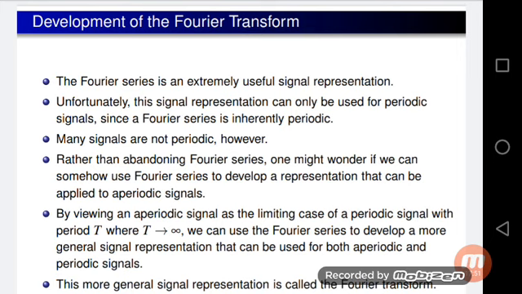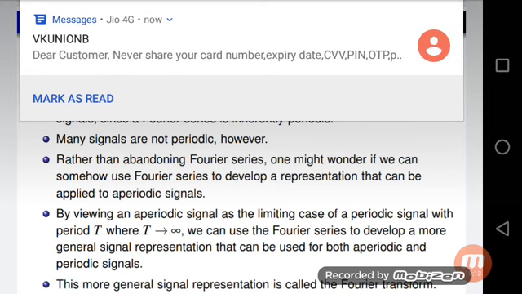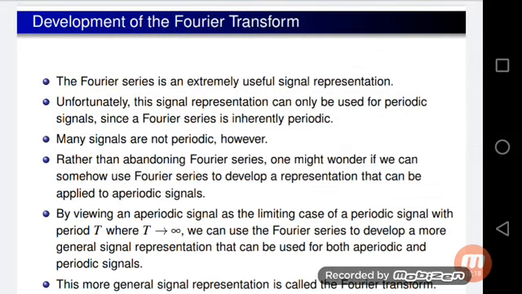By viewing an aperiodic signal as the limiting case of a periodic signal with period T tending to infinity, we can use the Fourier series to develop a more general signal representation that can be used for both periodic and aperiodic signals. This signal representation is called the Fourier transform.